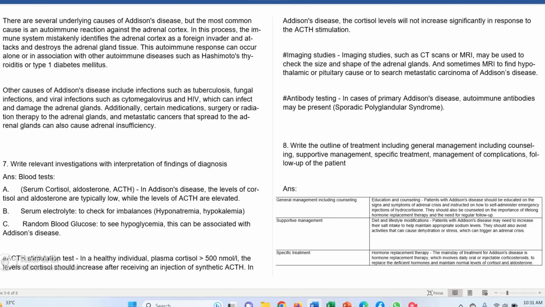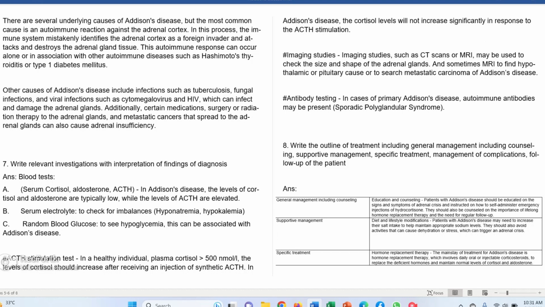Additionally, certain medication, surgery, and radiation therapy to the adrenal glands, and metastatic cancer that spreads to the adrenal gland, can also cause adrenal insufficiency. Relevant investigations with interpretation of findings.